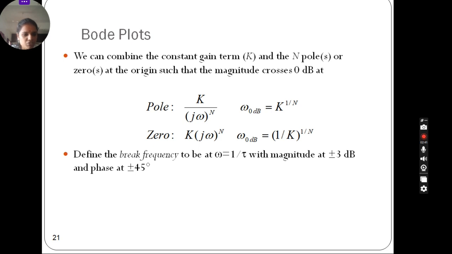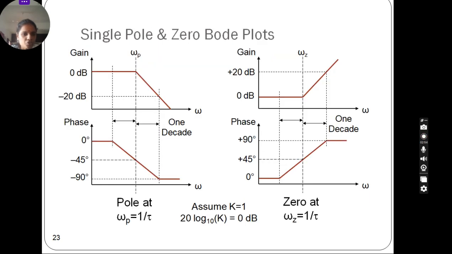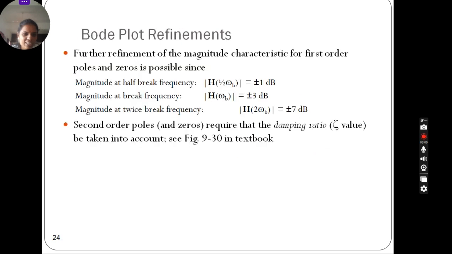Next we are finding the poles and the zeros. See, this is the Bode plot summary: first the factor, then the magnitude behavior, and then the phase behavior. This is the graphical representation of a single pole and zero in the Bode plot. Next is the Bode plot refinements.